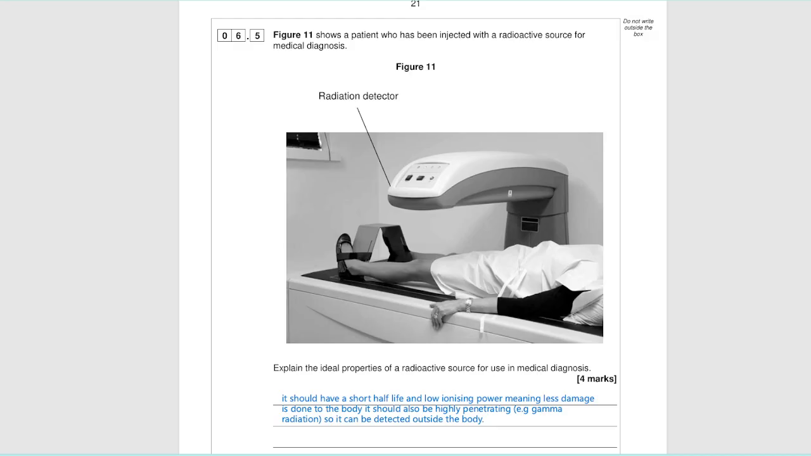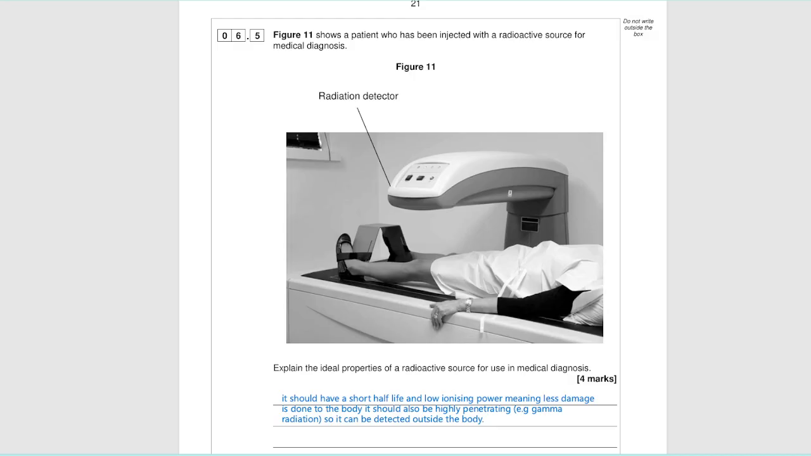It should have a short half-life and a low ionizing power, both of which mean less damage is done to the body, and it should also be highly penetrating, so the radiation can escape the body and be detected outside of it. And how it works is the radiation can cluster in parts of the body. So radiation could cluster in your kidney, and they can detect the radiation in your kidney to see if it's working properly.